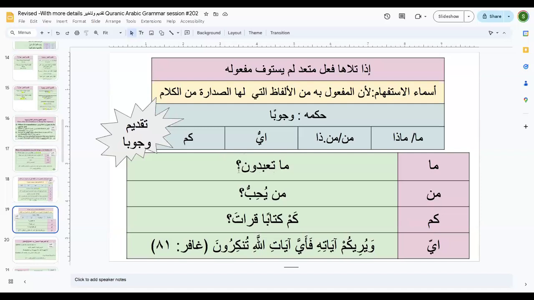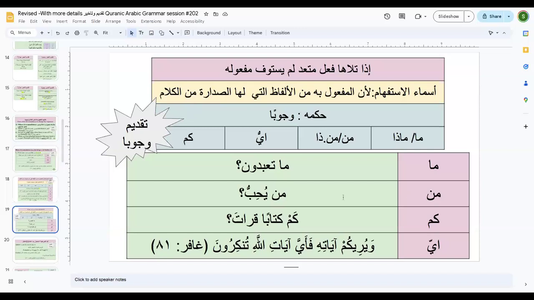There is no maful bihi mentioned after ta'abuduna. So ma is going to be labeled as ma al-istifhamiyya maful bihi muqaddam, right? And its taqdeem is wajib because it is from the alfaz for which there is the beginning. They must always be in the beginning of kalam.